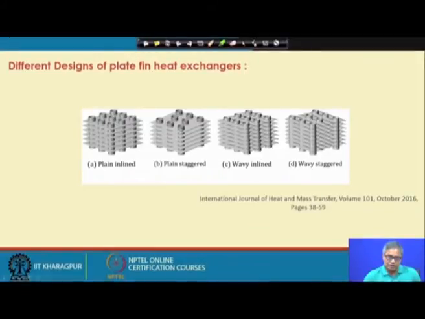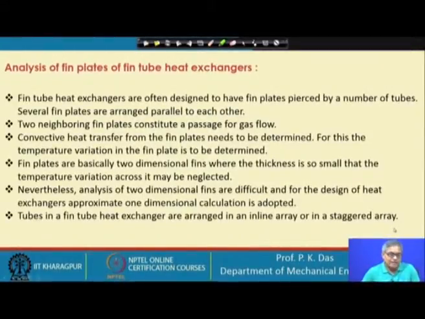In the first row we have 3 tubes. In the second row the tubes are slightly shifted from the position of the first row. So, they are staggered, and in the second case we have wavy inline, and we have wavy staggered. So, tubes can be arranged in inline arrangement and staggered arrangement. Fin plates can have different kinds of geometry, plane geometry and wavy geometry have been shown. There could be several other kinds of geometry. So, with this let us go to the next slide.